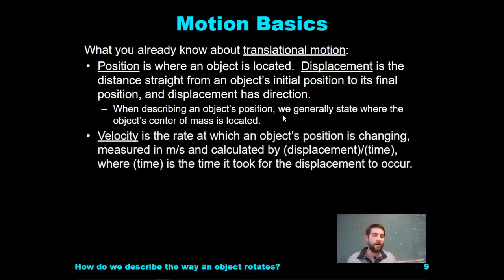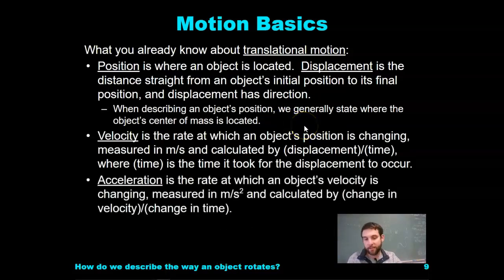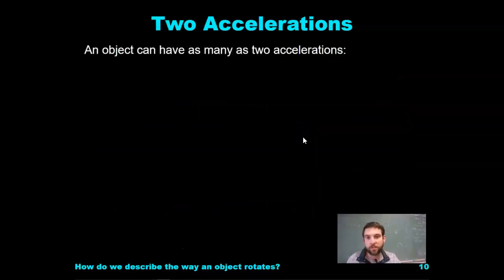Velocity is the rate at which an object's position is changing, measured in meters per second and calculated by displacement over time. Time is the time it takes for displacement to happen. Acceleration is the rate at which an object's velocity is changing, measured in meters per second squared, calculated by the change in velocity over the change in time.